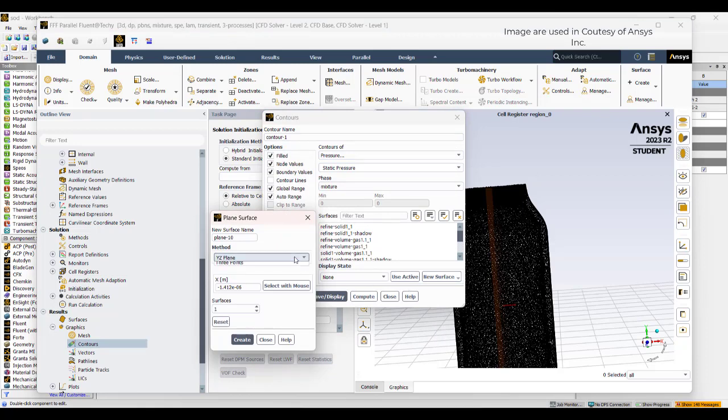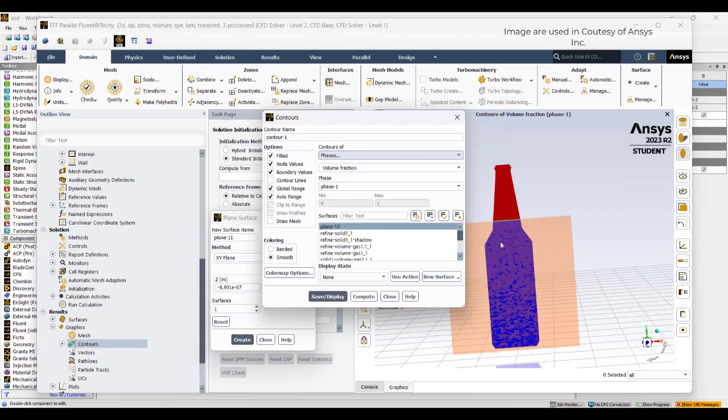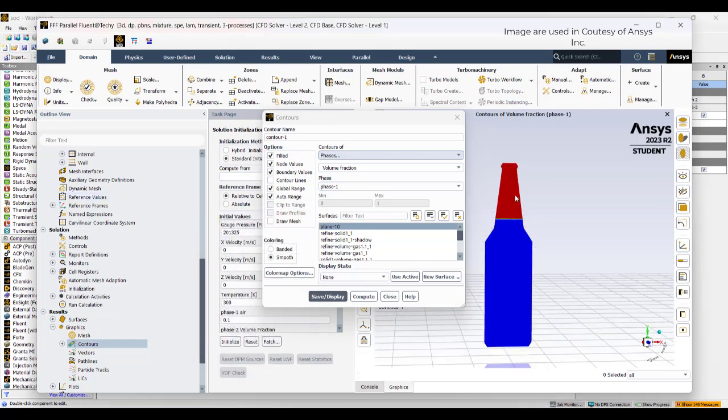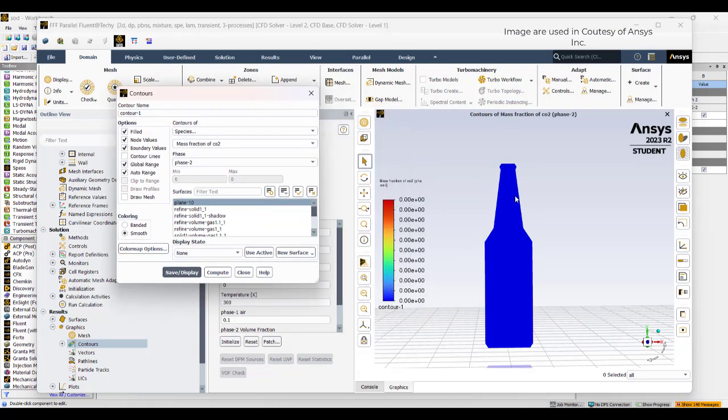Now go to graphics, contour, right click, new surface, plane, make it an XY plane, create, go to plane and verify the face. So you can see here, you can close this plane, how exactly this looks like. Okay, and you can also check the species mass fraction of CO2 in phase 2. So in phase 2 there is nothing, because up on the top part there is always no phase 2, but in the bottom part also, even though there is phase 2, there is no carbon dioxide. So we will just try to run this.